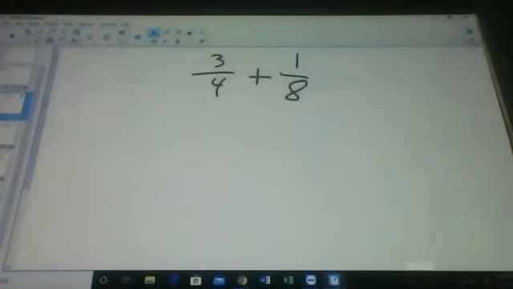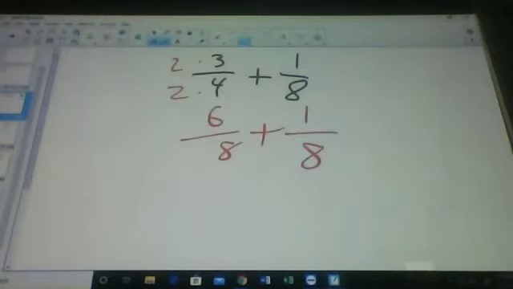They have to have common denominators. So the common denominator between 4 and 8 is 8. Sorry, got the yawns. So I'm going to multiply this 4 by 2, and what I multiply by the bottom, I have to do the top, so I don't change the ratio. So this is 6 over 8 plus 1 over 8.